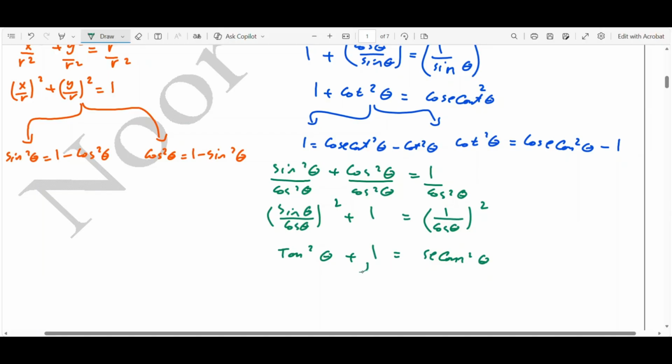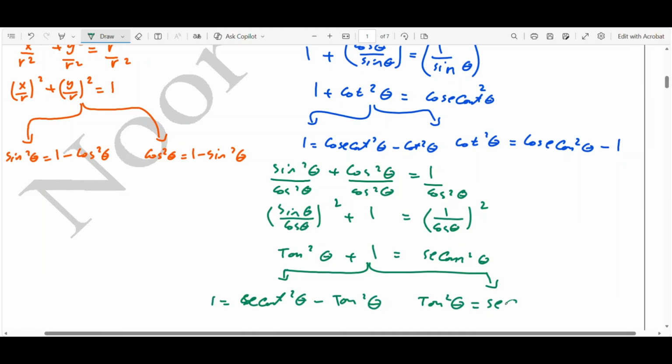I'm going to get another two identities from this identity. 1 equals secant squared theta minus tan squared theta, or tan squared theta equals secant squared theta minus 1.